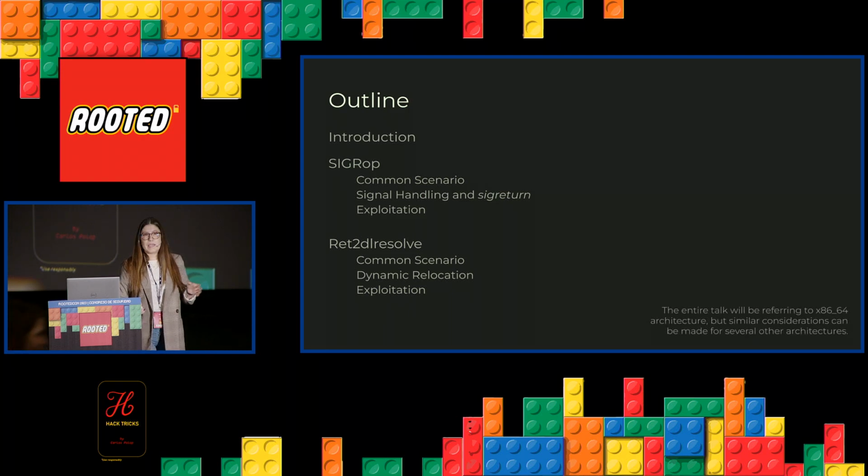Just a little disclaimer before starting with the talk. I will be referring to x86-64 architecture during the talk. Similar considerations could be made for other architectures. It's just so that you know it, because I will mention some register names and so on.